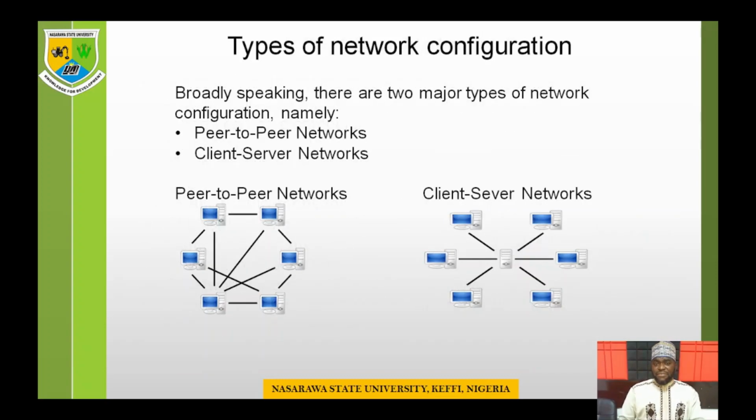There are different types of network configurations. There are different ways you can configure your network. Broadly speaking, there are two major types of network configurations: peer-to-peer network configuration and client-server applications. In the peer-to-peer configuration, the first one on the left, all the computing devices have equal power. They are connected together and they can share resources among themselves.